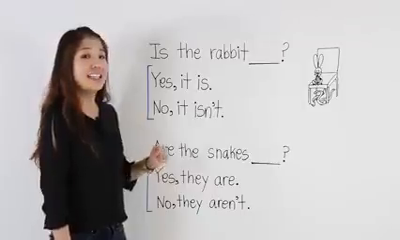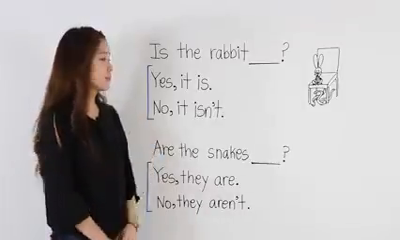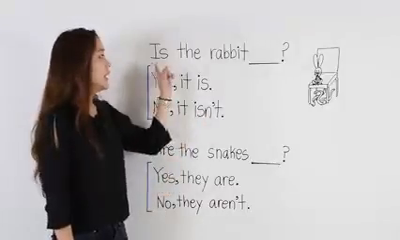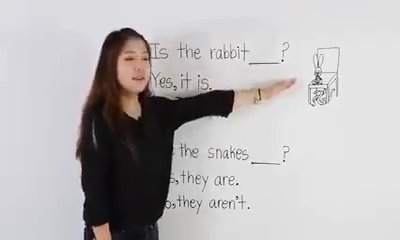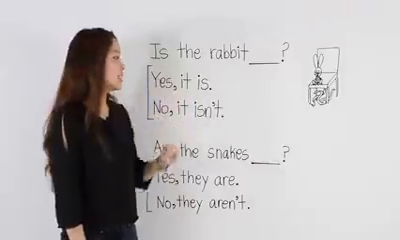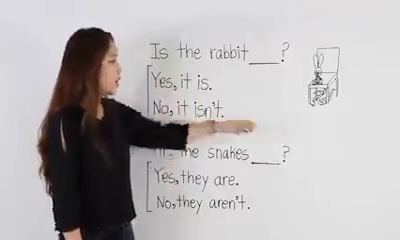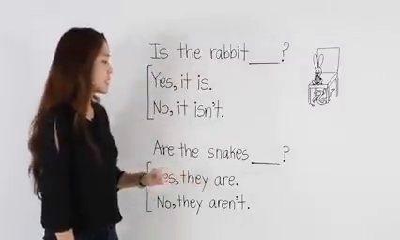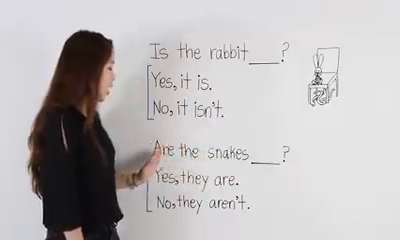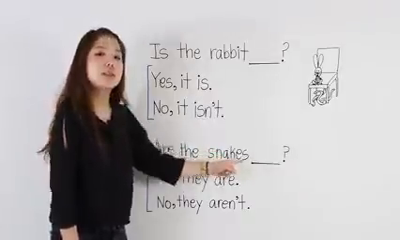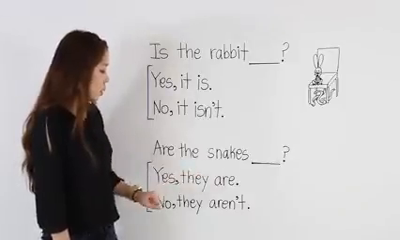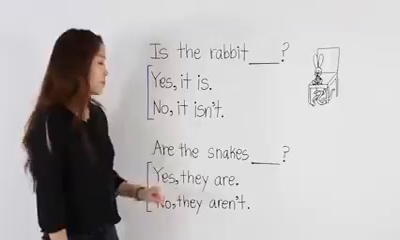Is the rabbit in the chair? No, it isn't. Is the rabbit on the chair? Yes, it is. Okay, now we're going to move on to the snakes. Now, there are more than one, right? So it's plural. So we say "are the snakes" with an S. Okay, so again, think, is the answer yes, they are, or no, they aren't?